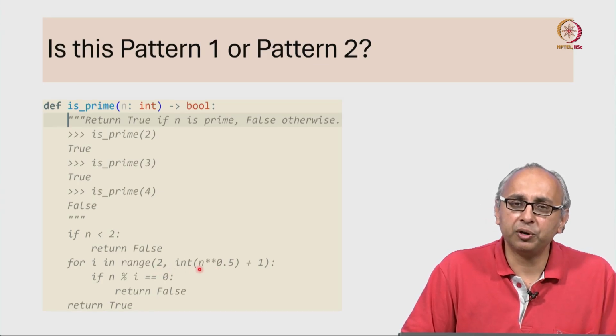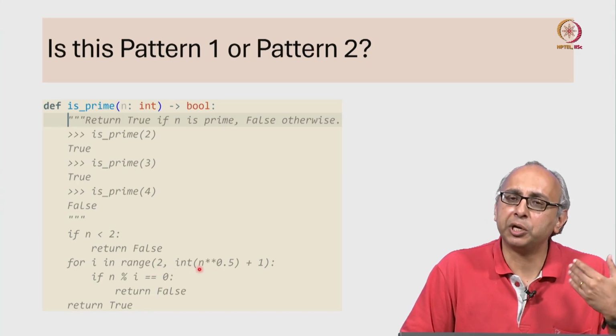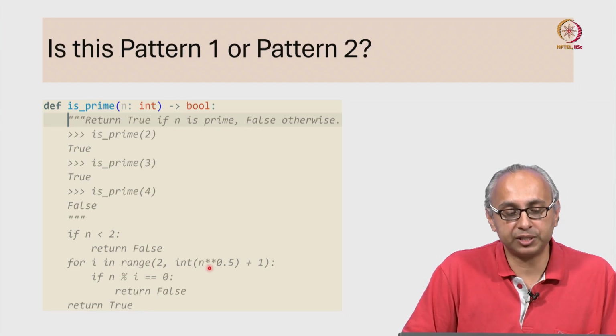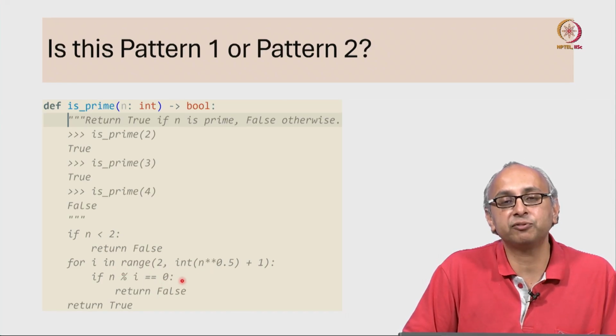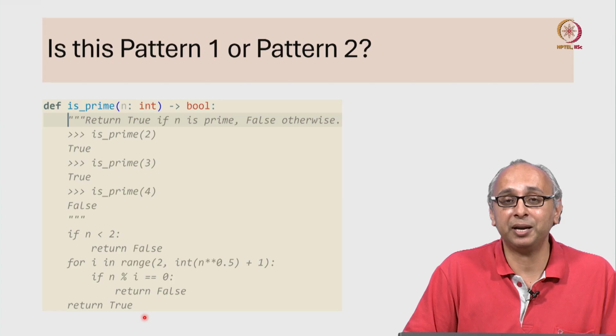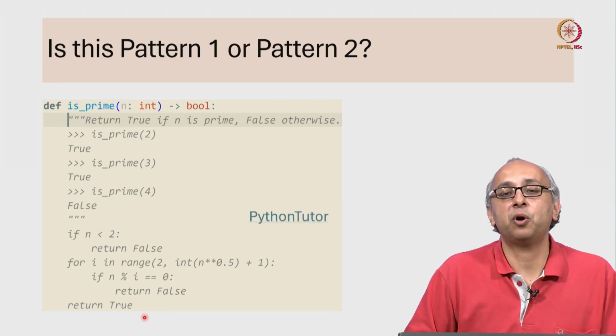So there's a little bit more detail about the range function which you can look up in the Python documentation, but this will search for integers in that range, and as soon as it finds a factor, it declares success, it returns false. If it cannot find a factor, then it says it must be a prime. Let's actually see this code now on Python Tutor.